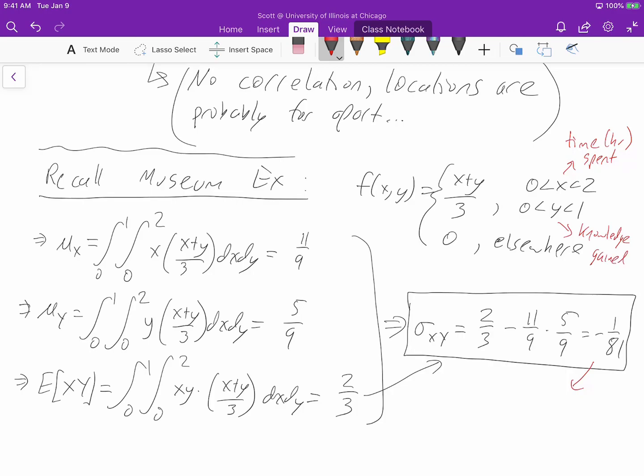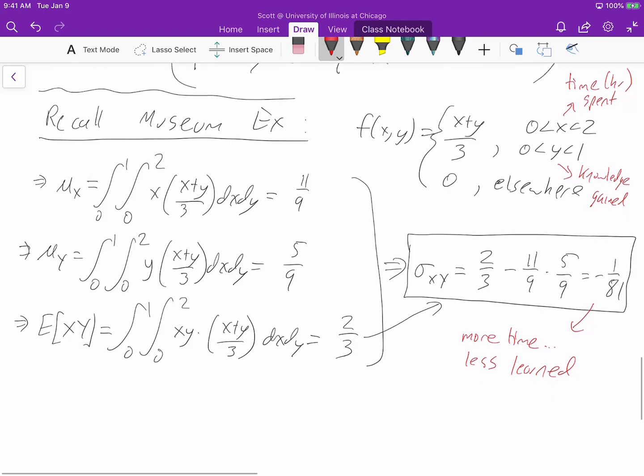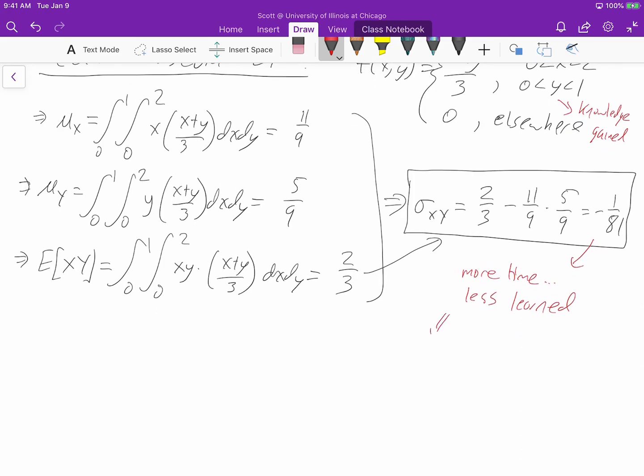And what that negative covariance tells us is that the more time spent, less learned. When you get above the average of time spent, there's a tendency to have learned less, to be less than the mean for the other random variable, which is y. But this actually doesn't tell us how strong the number 1/81 is.